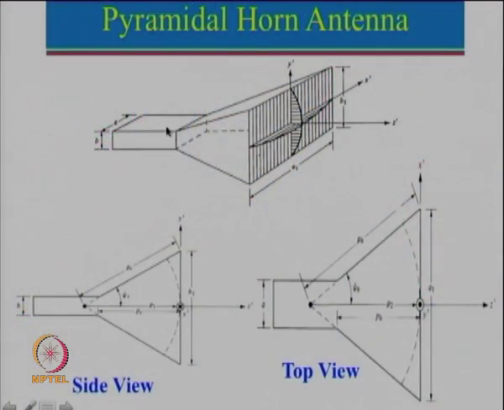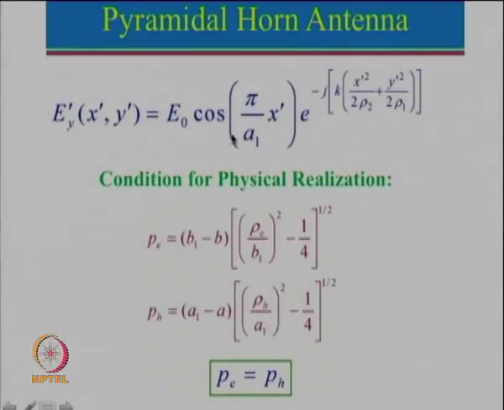So we had seen that this is a pyramidal horn antenna, and that was the side view and the top view. And then from here we had also seen that the amplitude variation will be given by this cosine function, where if x dash is equal to 0, which is at the center, the field will be maximum, and at the edge x dash will be a1 by 2, so cos pi by 2 will be equal to 0.